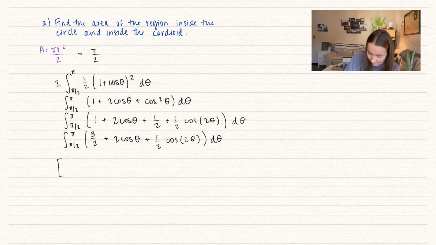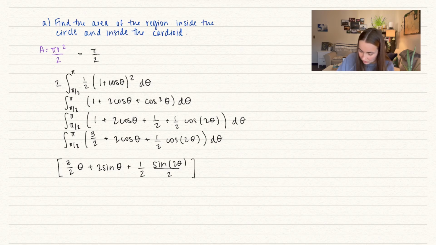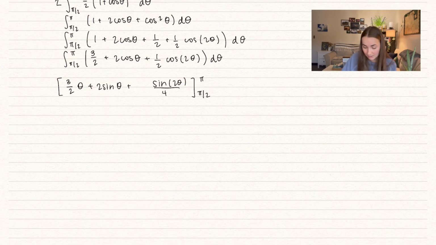So this whole thing becomes 3 over 2 theta plus 2 sine of theta plus 1/2 times sine of 2 theta divided by 2. If you wanted, we could just simplify this to be a 4 in the denominator. And then we're integrating that between pi over 2 and pi. So now we just have to plug in our bounds, right? So let's go ahead and plug in our upper minus lower.